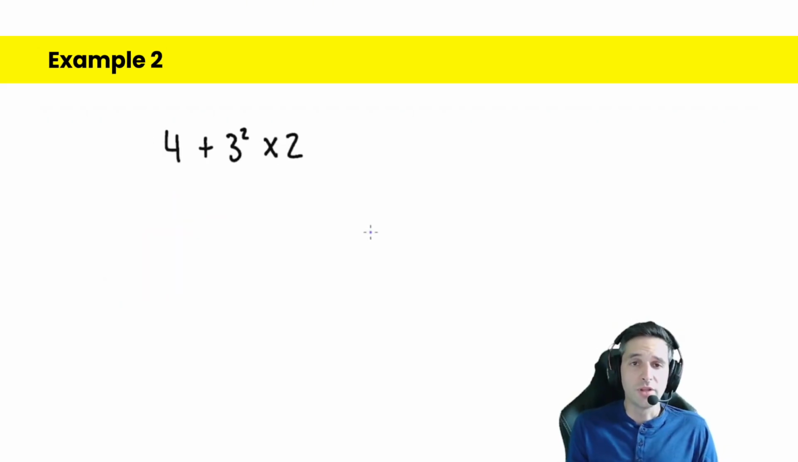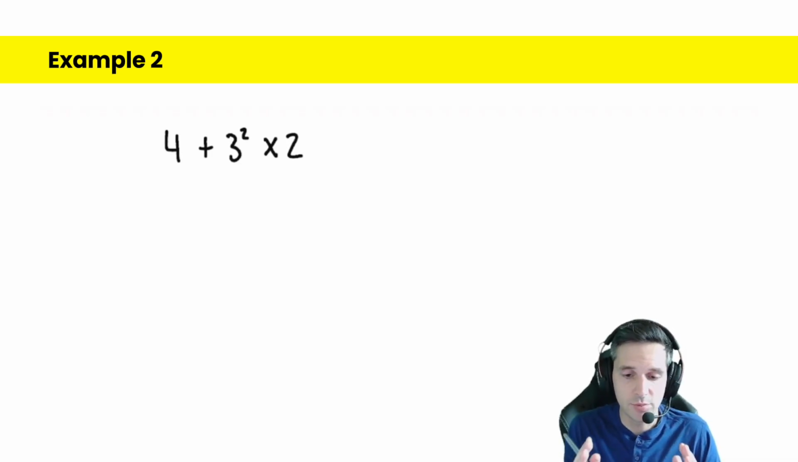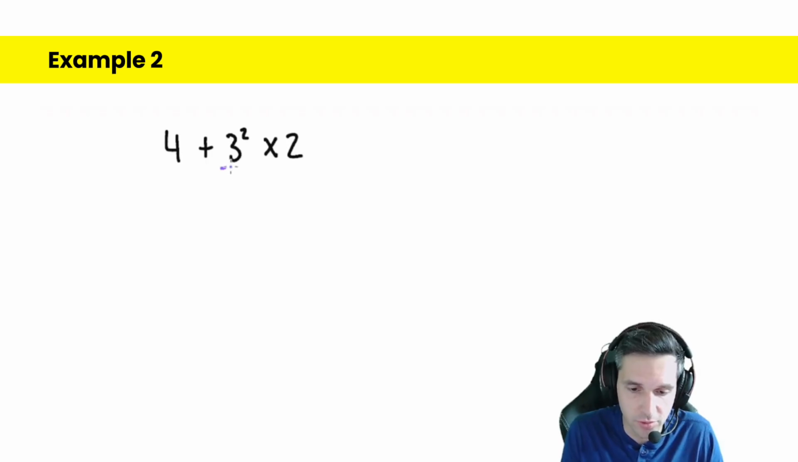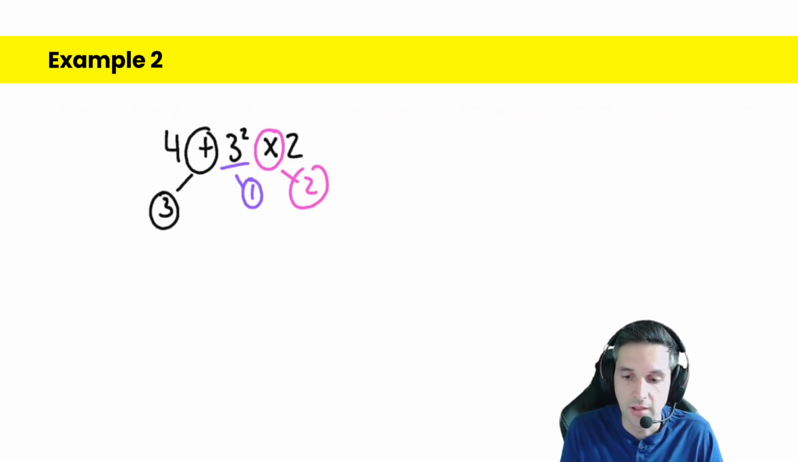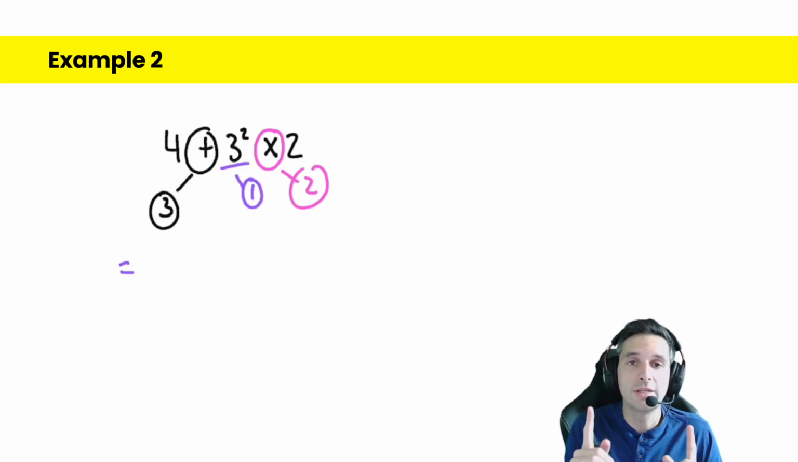Here we have 4 plus 3 to the exponent of 2, or 3 squared, multiplied by 2. So now be very, very careful. The highest priority in this expression is going to be our 3 squared. The second priority is going to be this multiplication. And lastly, we have the addition. So we are going to do that in that order. So I have this as number 1, this as number 2, and this guy is going to be the last thing that I do. So all I want to do is the exponents.